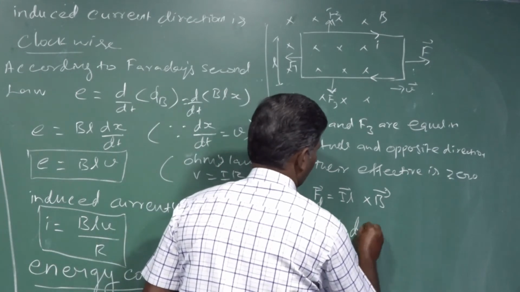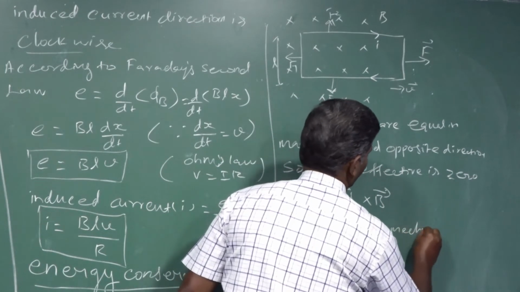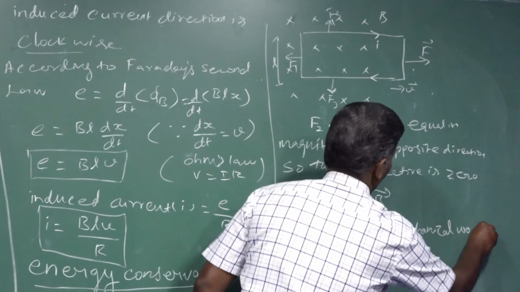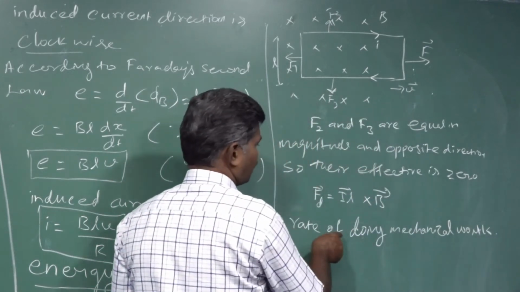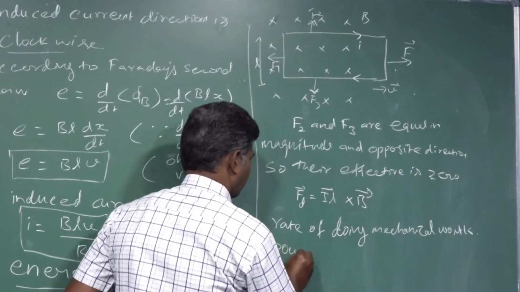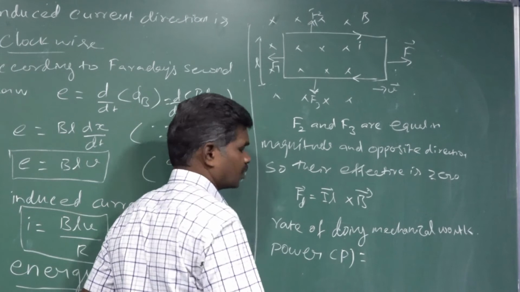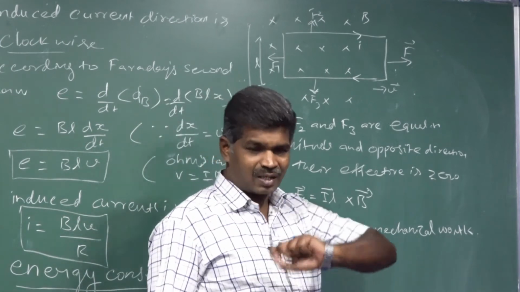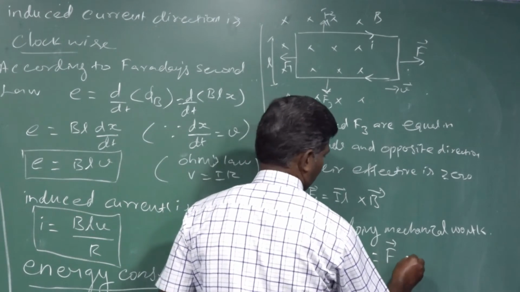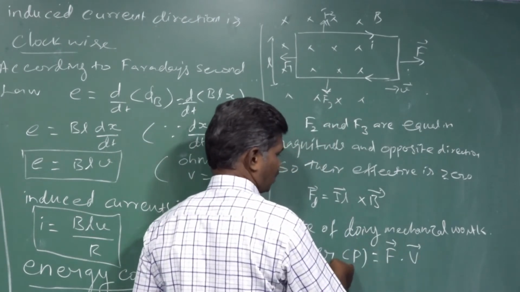Rate of doing mechanical work by the applied force. The rate of doing mechanical work is nothing but power. Then the power P is equal to, based on velocity and force, F vector dot V vector, because power is a scalar quantity.